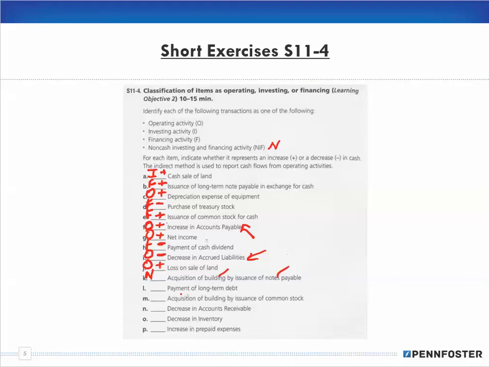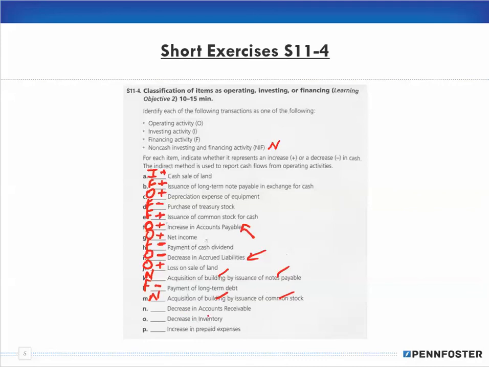Right? Payment of long-term debt. Long-term debt shows up in the financing activity, and the payment of it is a decrease in our cash. Acquisition of the building by issuance of common stock. Again, we're buying a building, but we're issuing common stock, so we're not affecting cash at all. Right?